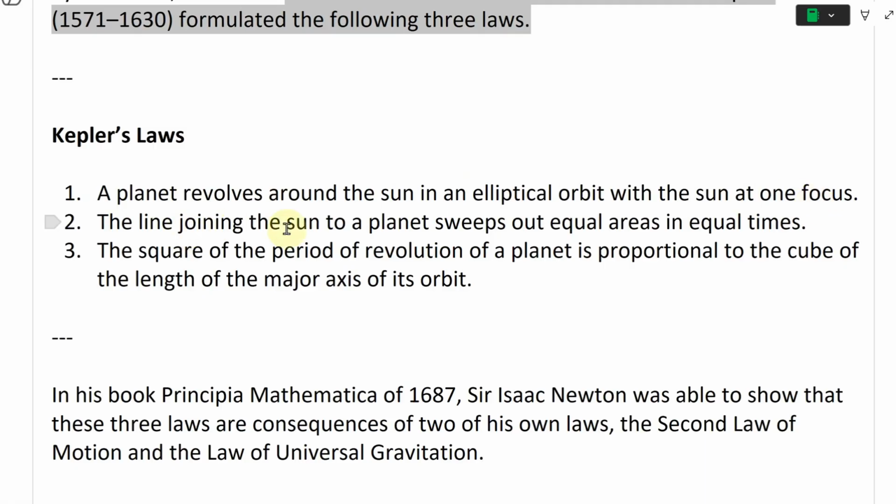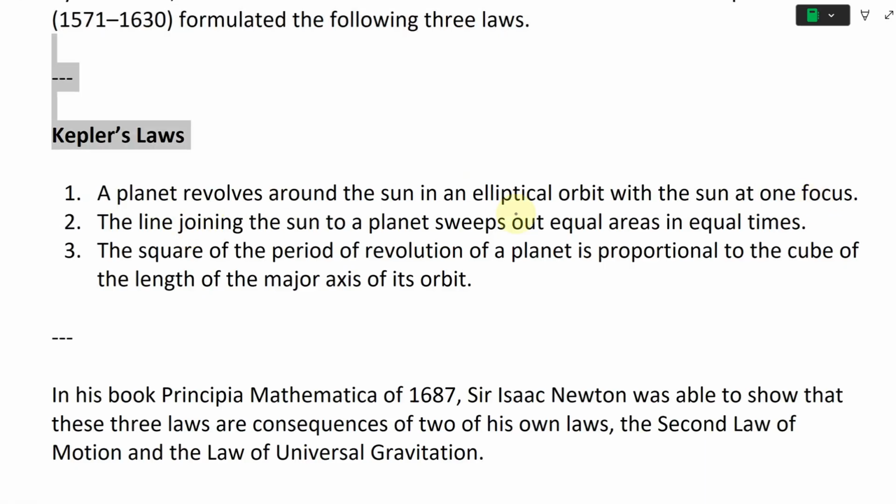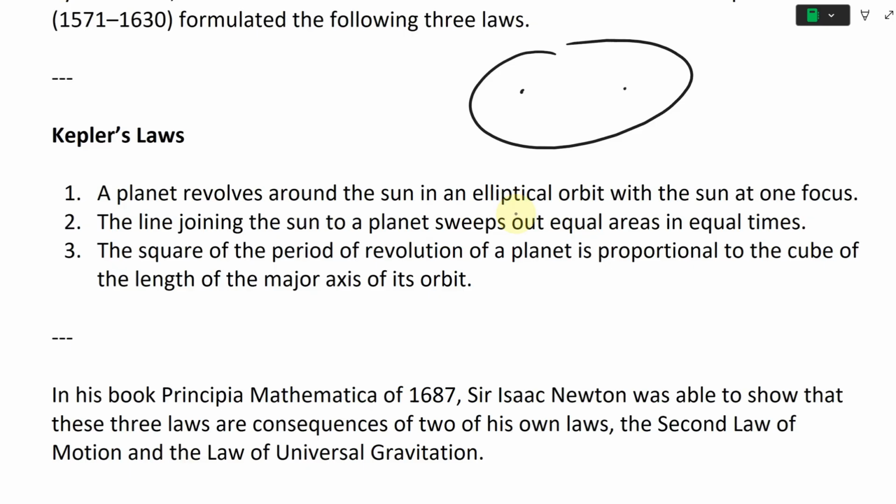And again, just quickly recap on the focus. An ellipse is basically defined by two points like this. The distance from this focus 1 and the distance from this focus 2, if you have a point here, the sum of these distances is going to be constant. I'll recap on that soon. And then the sun's going to be at one of those foci.